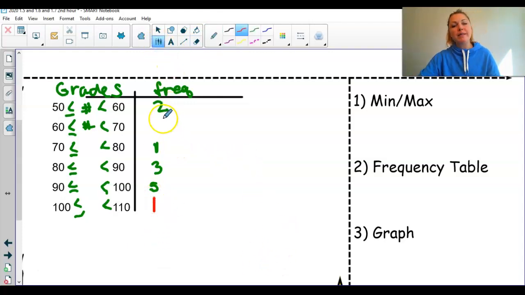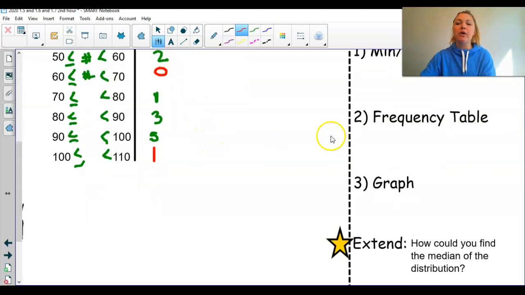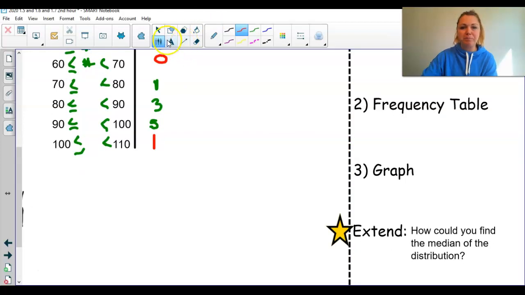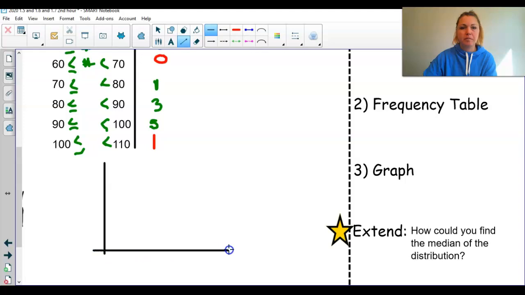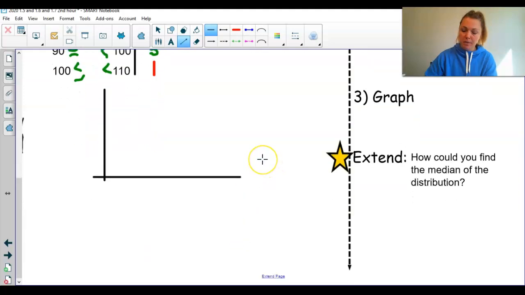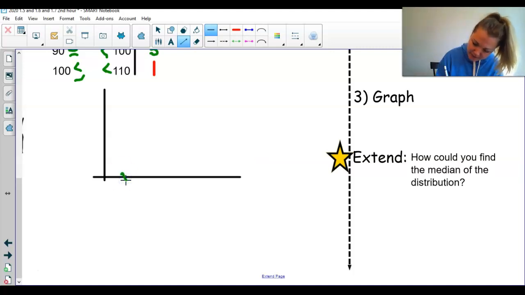My mouse may be working better. Okay. All right, and we had 0 right there. So we have our frequency table. Now we're going to go ahead and we're going to graph this, okay? So I'm going by tens again. Let me try and see if my trusty pen will work. So again, like I said, it's a little glitchy.